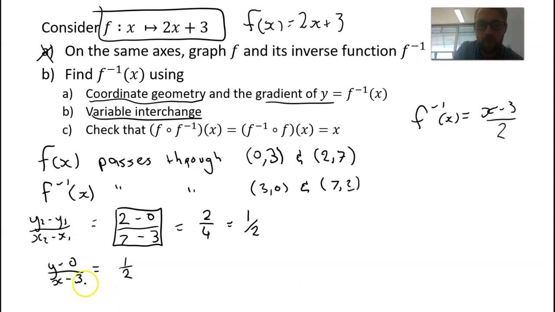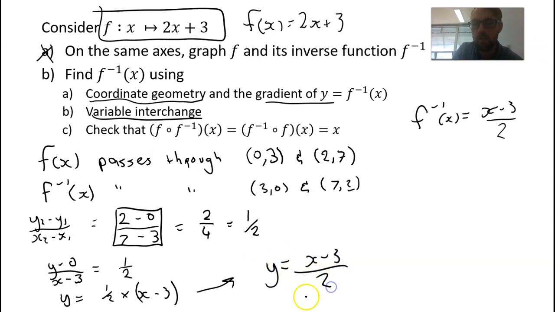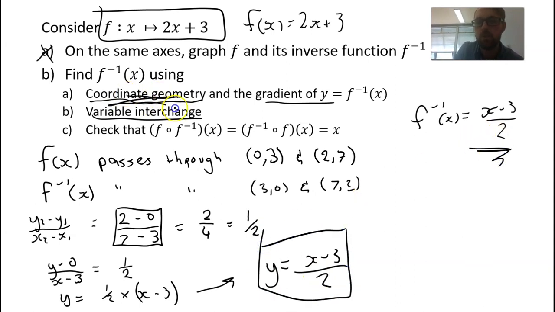1 over 2. So now I times both sides by x minus 3 to get rid of that on the denominator. So y take 0 is just y. y equals 1/2 times by x take 3, and make sure you times the whole thing. Okay, and what we're going to get there is if you times the whole thing by half, you get y equals x minus 3 all divided by 2, and that's what we got originally. Okay, so this is the coordinate geometry and gradient method. All right, we'll have another look at the variable interchange method as well.